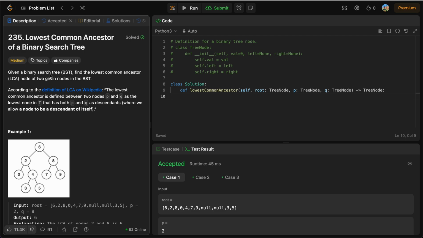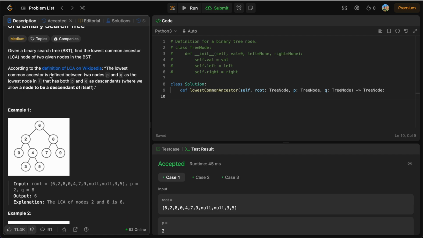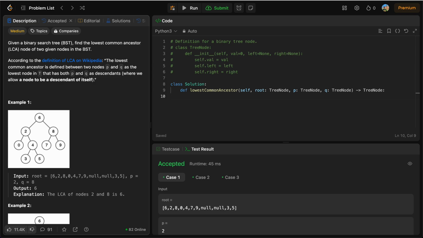The problem today we are trying to solve is called lowest common ancestor of a binary search tree. So the question given to us is: given a binary search tree, find the lowest common ancestor. Okay, let's dive into it right away.